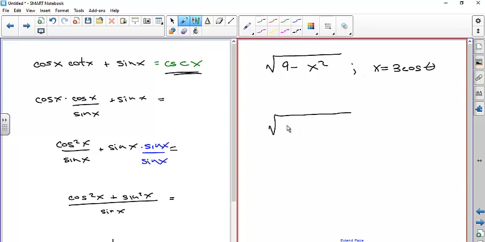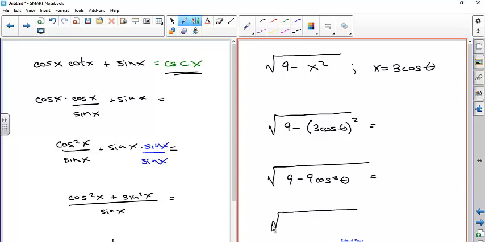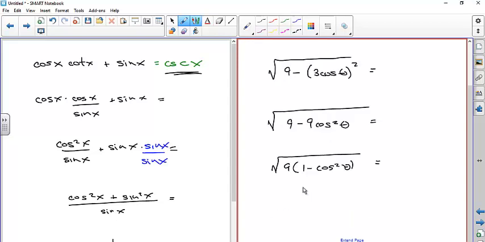So for x, we put in the substitution, which is 3 cosine theta, and we square that. And then we multiply this out, so 3 squared is 9, which not so coincidentally is what we have in the first term. Then you can factor out the 9, so it's 9 times 1 minus cosine squared theta. The square root of 9 is 3, so you have 3 times the square root of 1 minus cosine squared theta.